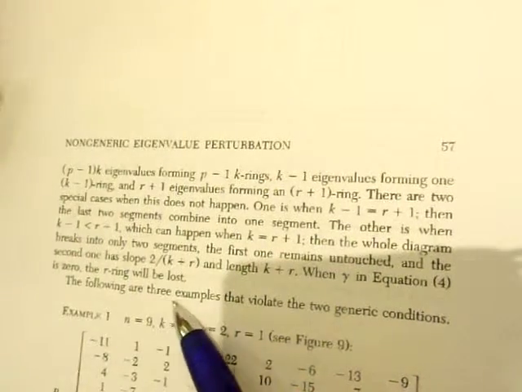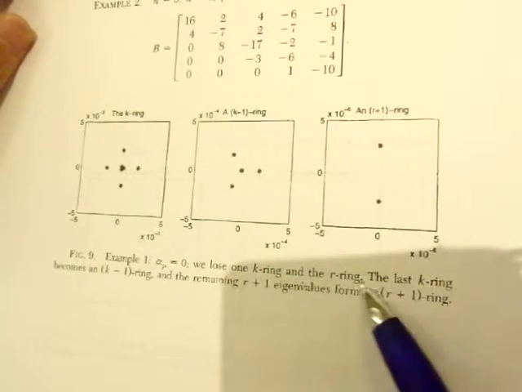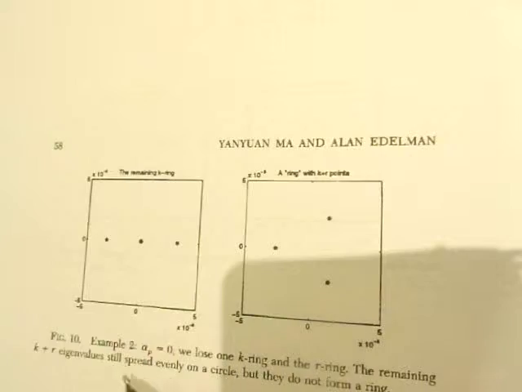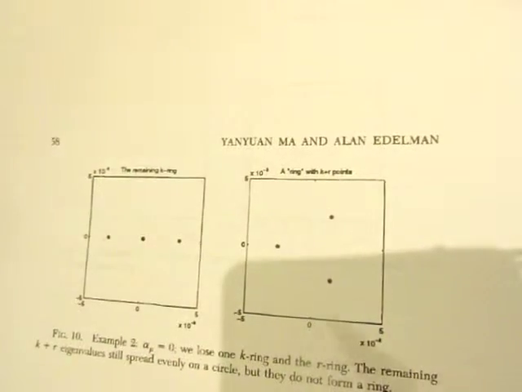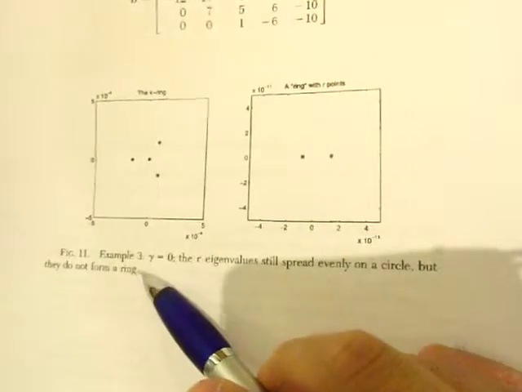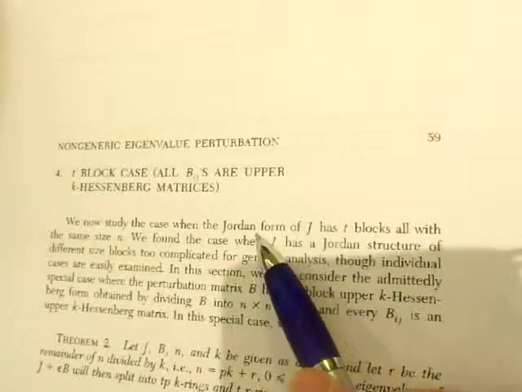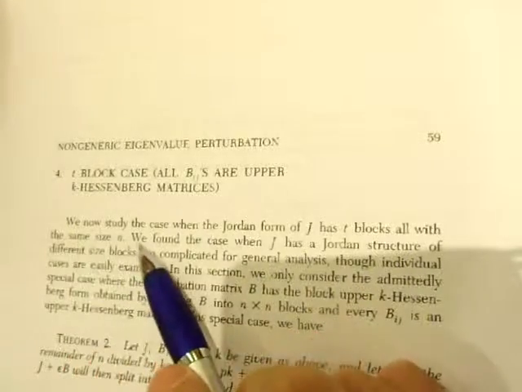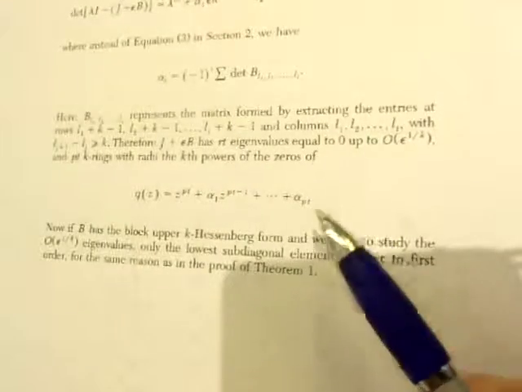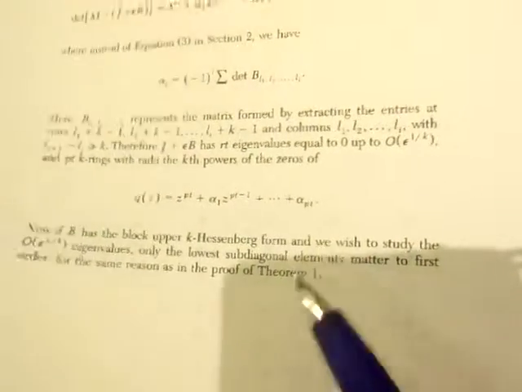The following are three examples for the two generic conditions. Example of the ring becomes the eigenvalue, for example roots of the mean. Example of separable paths for the ring. We now study cases where the Jordan form has blocks with the same size n. Now it could be blocks of a Hessenberg form that we study for the eigenvalue.